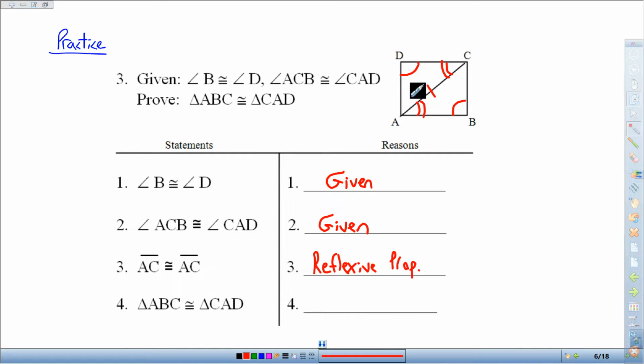Okay, now that we have our three pieces of information, we know we're at our final step. We can now say the two triangles are congruent. The reason why they're congruent, it looks like we have two angles and a side, not in between the angles. This is angle, angle, side. All right, let's check out the other one.